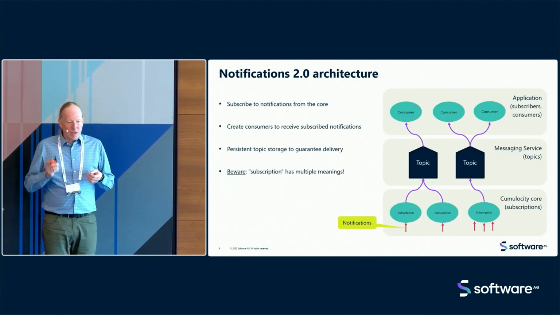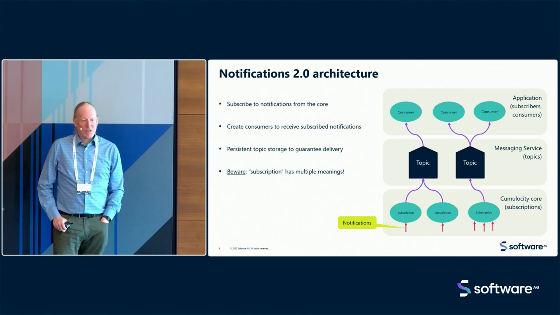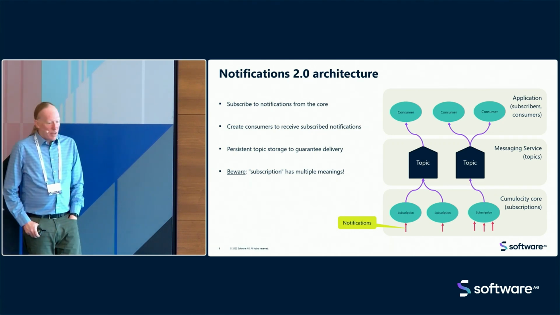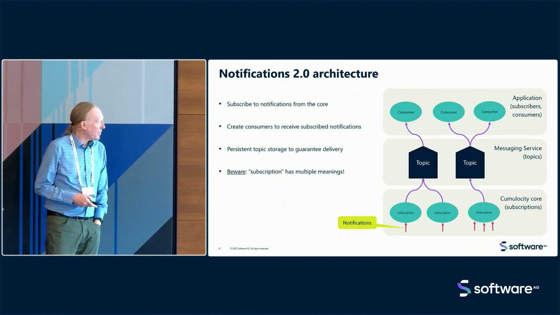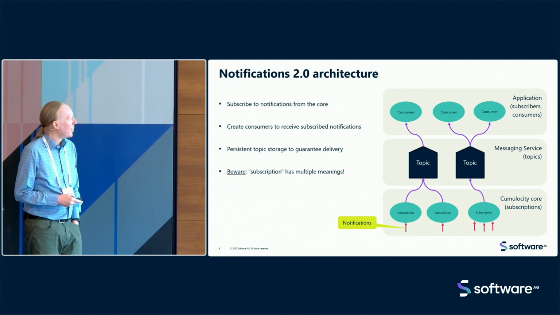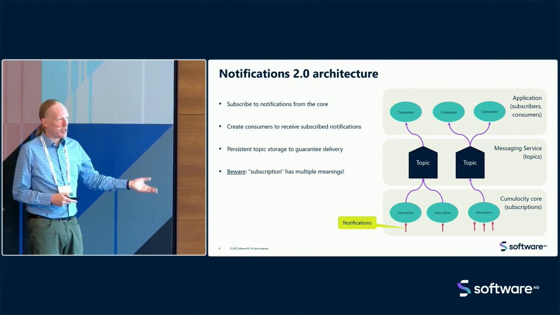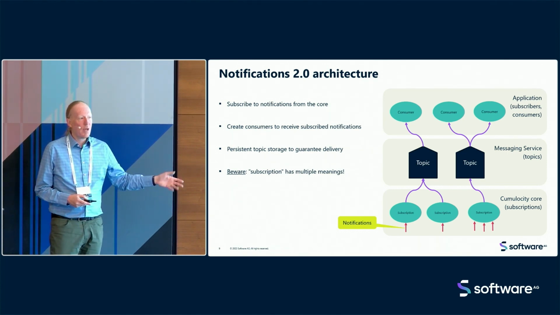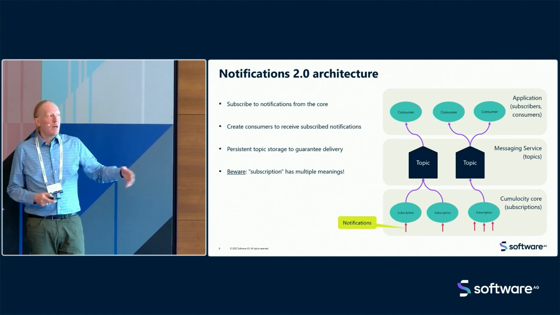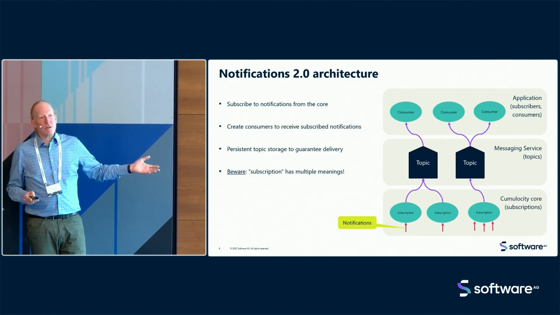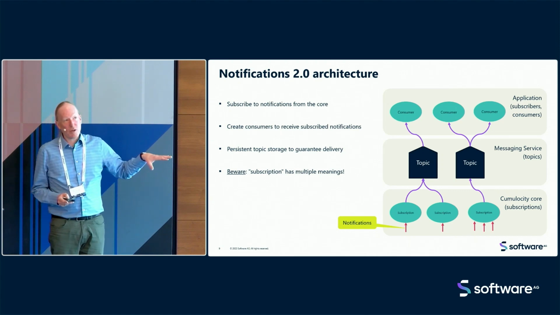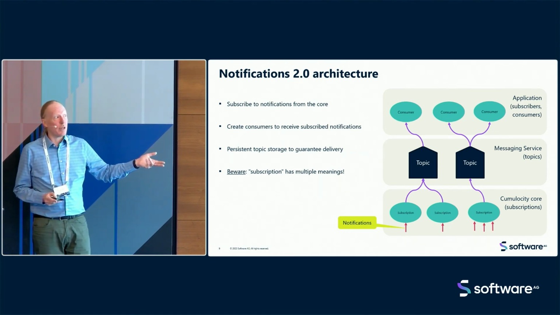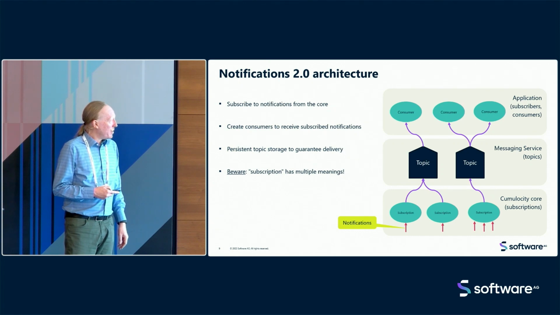Now, time for some technical content. How does it work? How is it put together? So there are three layers, and we'll start from the bottom. In the Cumulocity core, you've got things that are generating notifications. That could be incoming measurements or events from your devices. It could be changes to the inventory or some other type of event that's being generated internally within the core. And these are the same kind of things you can subscribe to with real-time today. And you can create a subscription to receive those events.